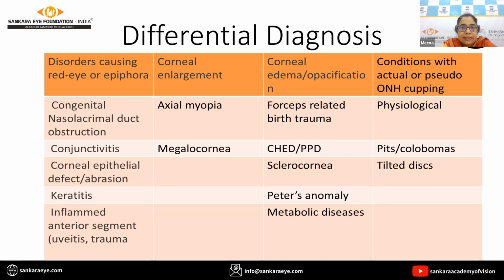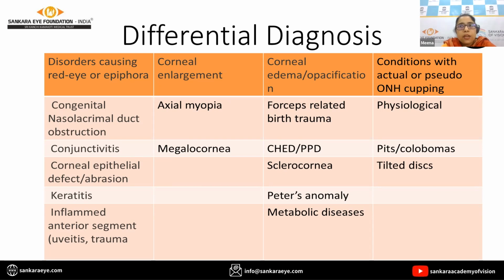If the cornea is hazy or there is corneal edema or opacification, check whether the birth history gives a forceps-related history, in which case we may have to rule out forceps-related birth trauma. Another common condition which we see is CHED, or congenital hereditary endothelial dystrophy, or posterior polymorphous dystrophy. Of course, a sclerocornea kind of picture, Peters anomaly, and other metabolic diseases like mucopolysaccharidosis.